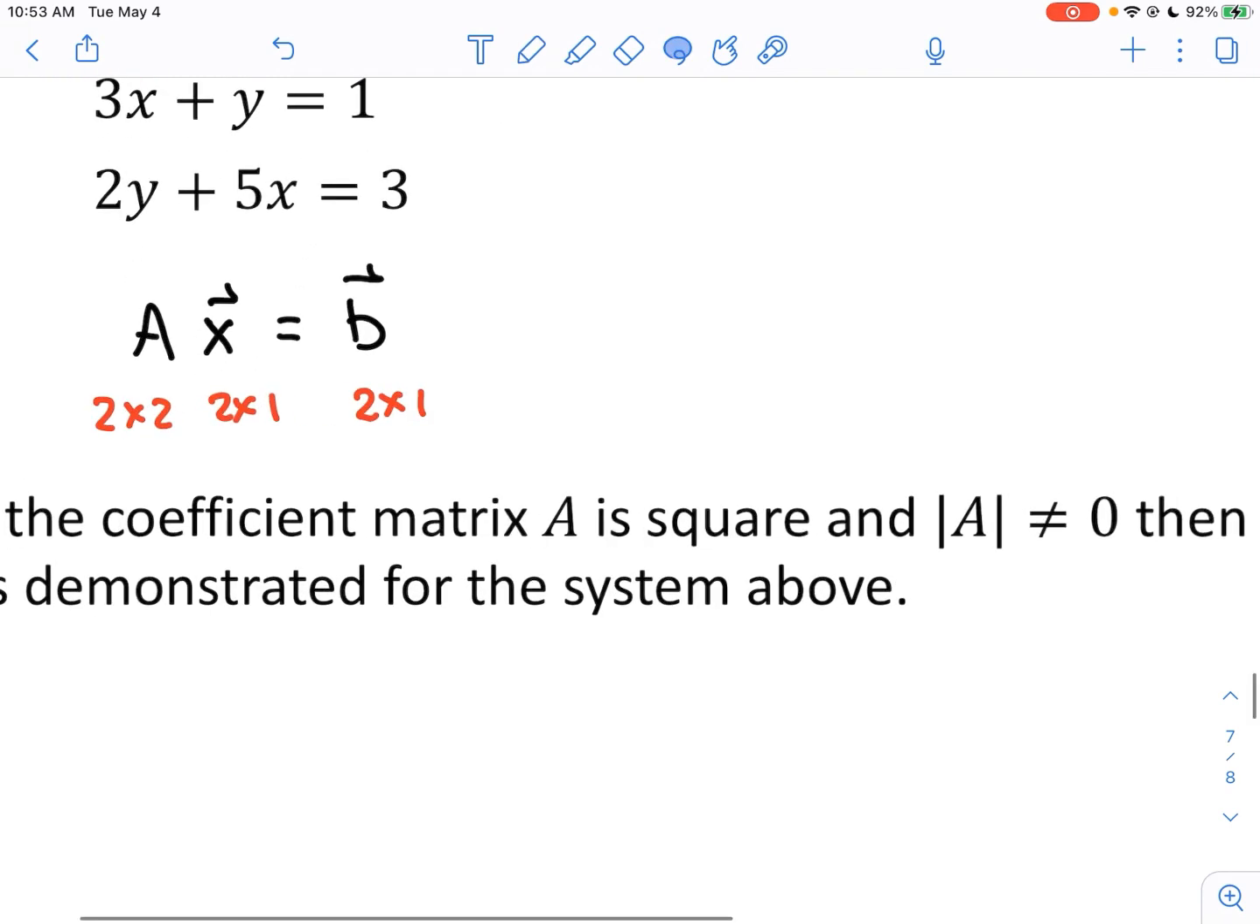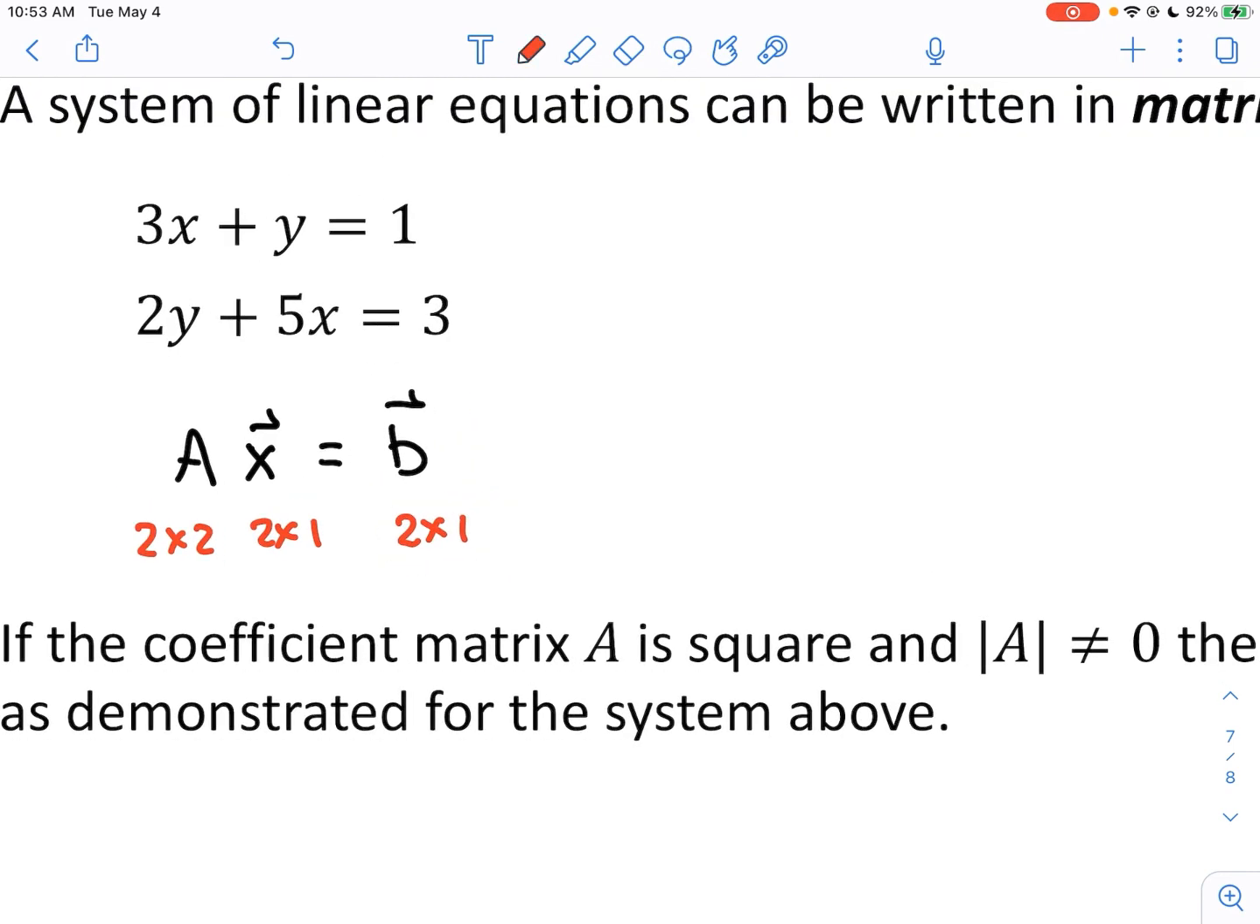Now keep in mind, when you do such a product, the middle twos match, and the outer twos give you the resulting product. So the result of this product should be 2x1, which is exactly what we have on the other side of the equal sign. So this is a sensible statement. Now the way you want to do this is the matrix A is going to be the coefficients of the x's and y's in order of x then y. So in our matrix A, the coefficient of x is 3, the coefficient of y is 1.